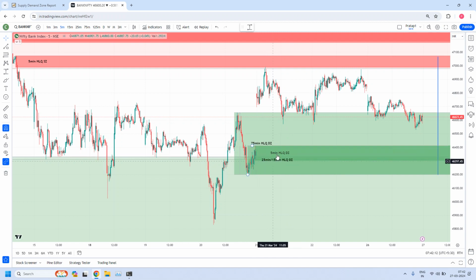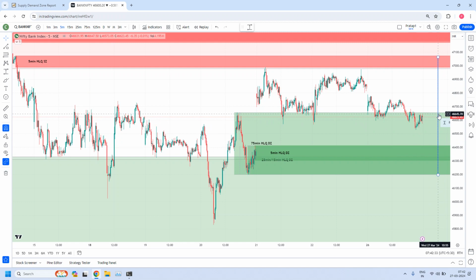Here we have a 5 minutes high liquidity zone, inside 75 minutes and 25 minutes and 15 minutes high liquidity zone. And here we have a 5 minutes high liquidity supply zone. That's why we defined Nifty will be moving within this area for our yesterday's trade. Even the same range holds good for today also.